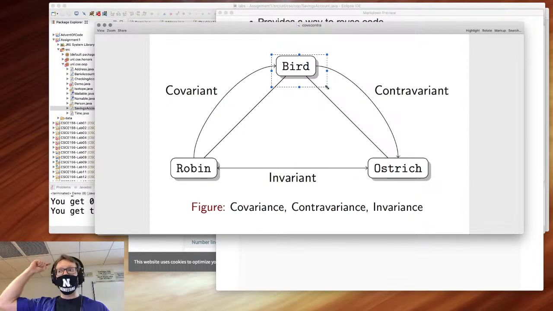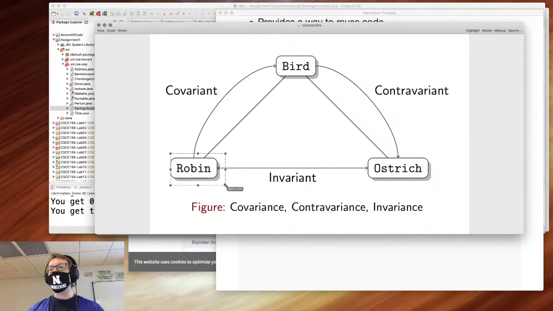I would have to define it up in Bird in order to make sure that all birds move somehow, right? If I just did it down here in the Robin, then I would never be able to see that unless I only ever have Robins. If I define the move method up here, though, now all birds move. Down here, I can say move by flying. Down here, I can say move by walking.